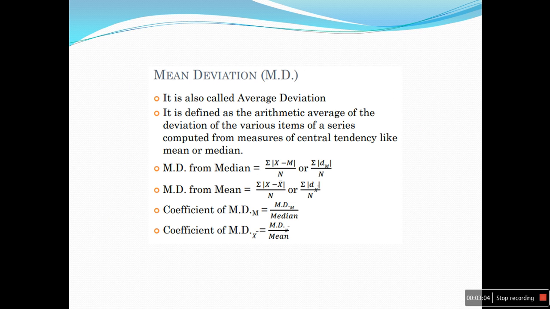Mean deviation. It is also called average deviation. It is defined as the arithmetic average of the deviations of the various items of a series computed from measures of central tendency, the mean or median. According to the question, if we find mean deviation from median, the formula is summation absolute x minus median over n, or mean deviation from mean is summation absolute bars x minus x bar absolute bar close over n. This is the formula of ungrouped data.